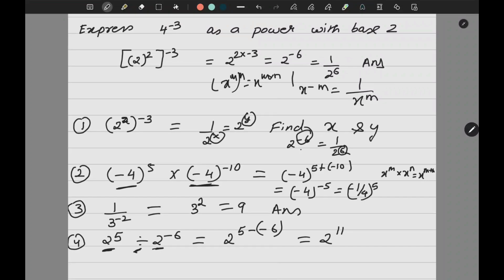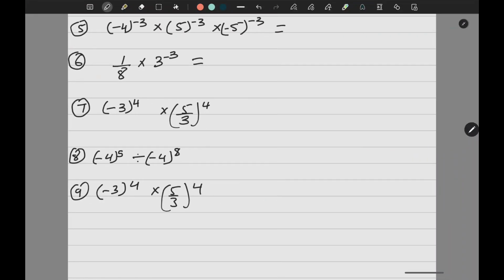Okay. Now let's see few more questions. Now look at this point. Here if you observe, power is same and base is different. So this is my last law which I wrote. So this will become (minus 4 into 5 into minus 5) to the power minus 3. Okay. So 5 5s are 25 and 25 4s are 100. Minus minus plus. So 100 to the power minus 3, which is equal to 1 upon 100 cube, and which is obviously equal to 1 upon 1,000,000.